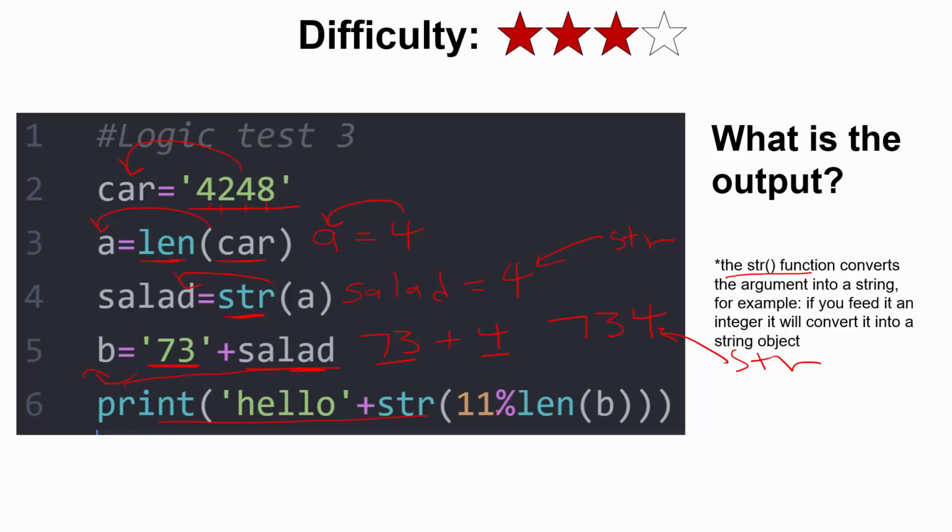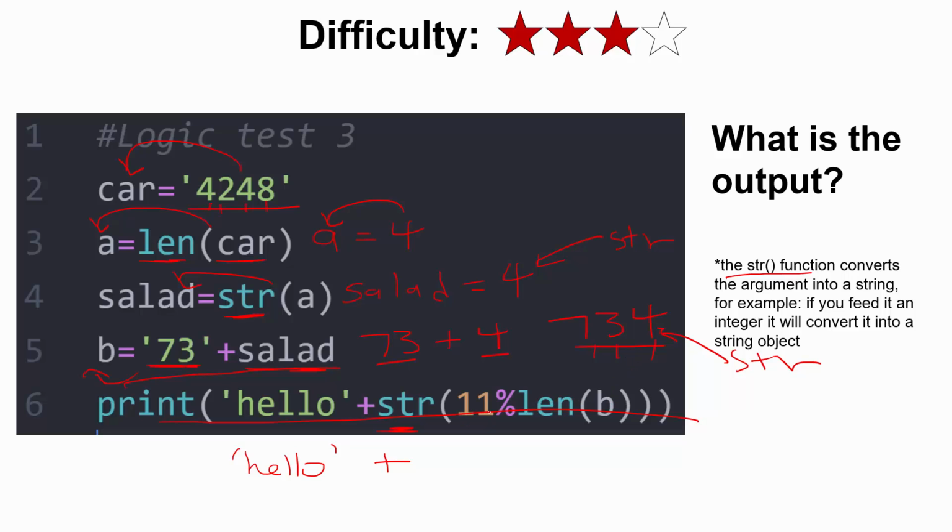Finally, we're printing out this entire statement, which is hello, which is a string, plus, here the outermost function is the string function, which converts whatever we have in here into a string. Here is the integer 11 modulo the length of B. The length of B is right here, which is 734. The length is 1, 2, 3. So the length of B will return 3.